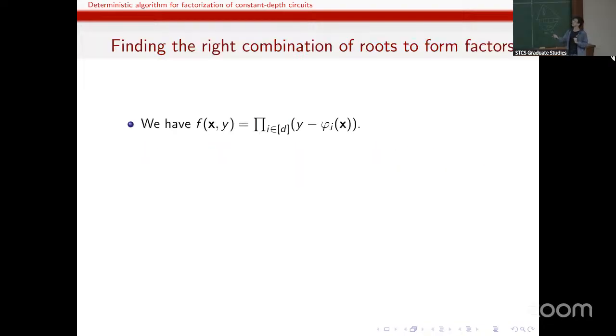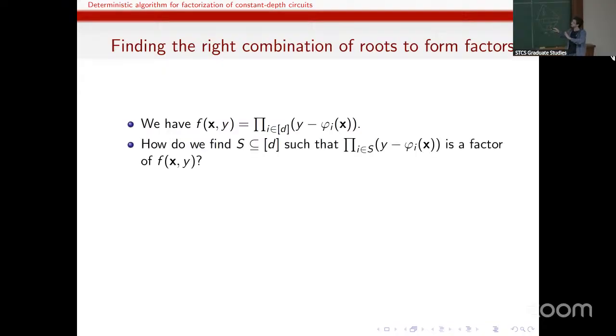Okay, what's the setup? We have a polynomial f of x comma y, and we have factorized it as a product over i of y minus phi_i of x, the power series roots. These phi's are, per se, infinite objects, but think of them as just some approximations, truncated to some degree. And our goal is to find out the right subsets of these roots, which together form factors. Now, in some sense, we do know how to do this, but it's not efficient. There is some brute force way of doing this, but it's not efficient.